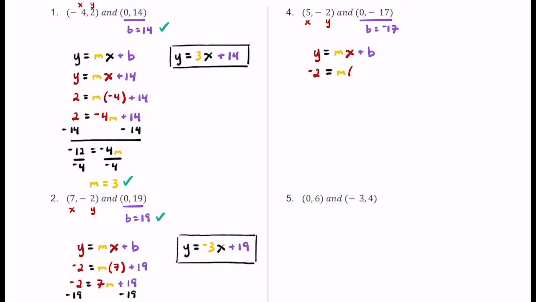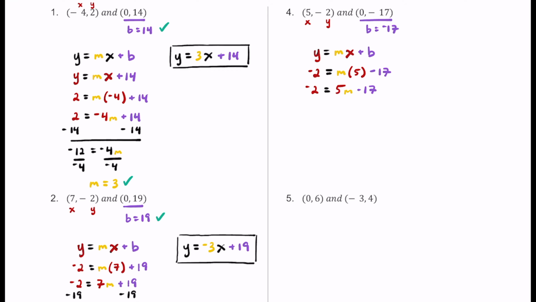X is going to be 5. Let's go ahead and do that. And then instead of writing plus b or plus negative 17, let's just write minus 17. Okay, so we have this negative 2 is equal to, and then m times 5, that's just going to be 5m. I'm going to turn that around like this, and then write minus 17.